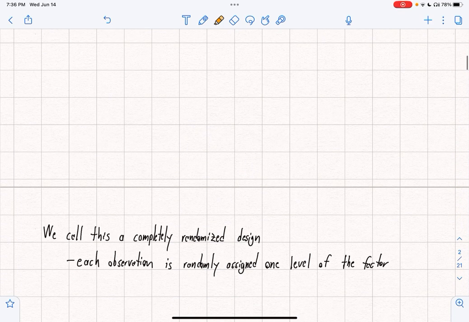So we're going to call this a completely randomized design. That's because each observation is randomly assigned to one level of the factor. So you can think, in an experimental setting, if you had 4 different processes, you're going to assign randomly to each of the 4 processes. And so you're randomly assigned to any of the C levels of the factor. Because that's random, we call this a completely randomized design.